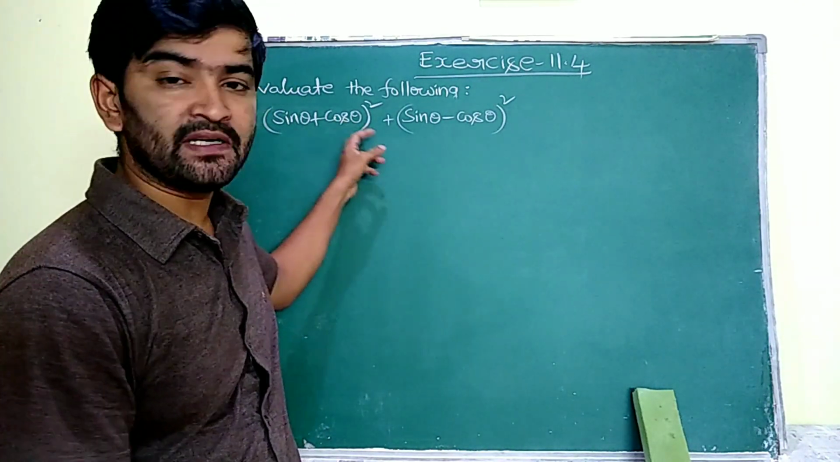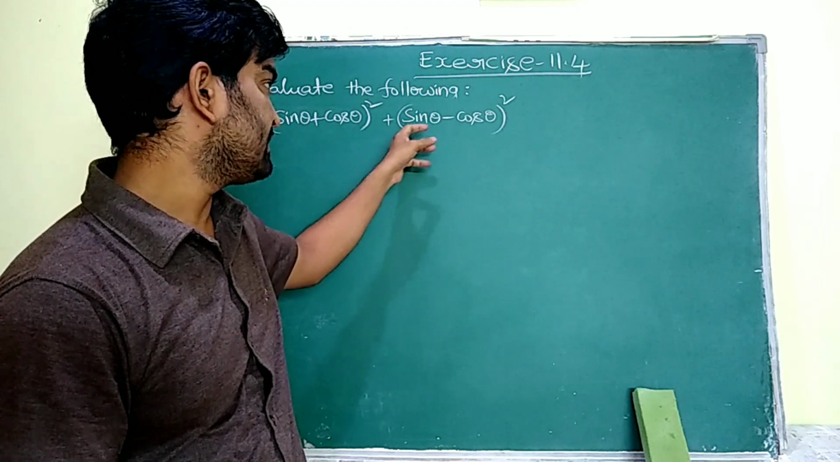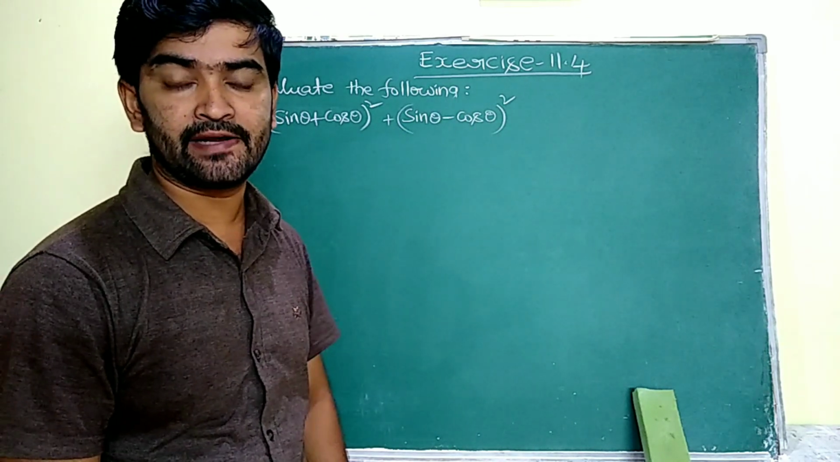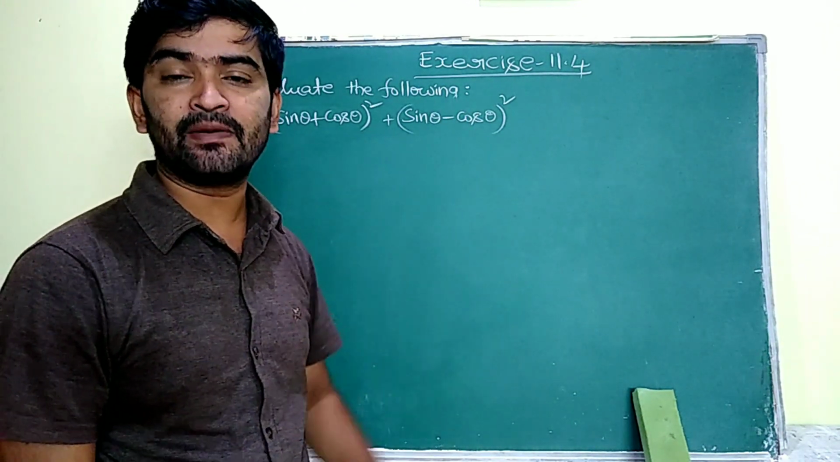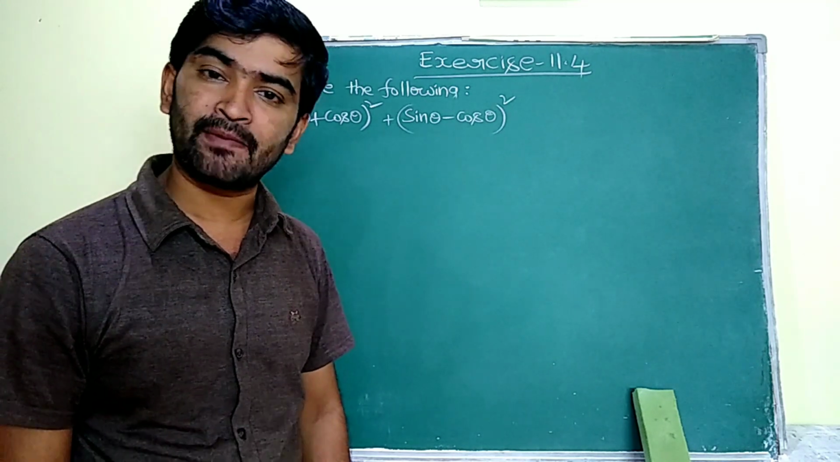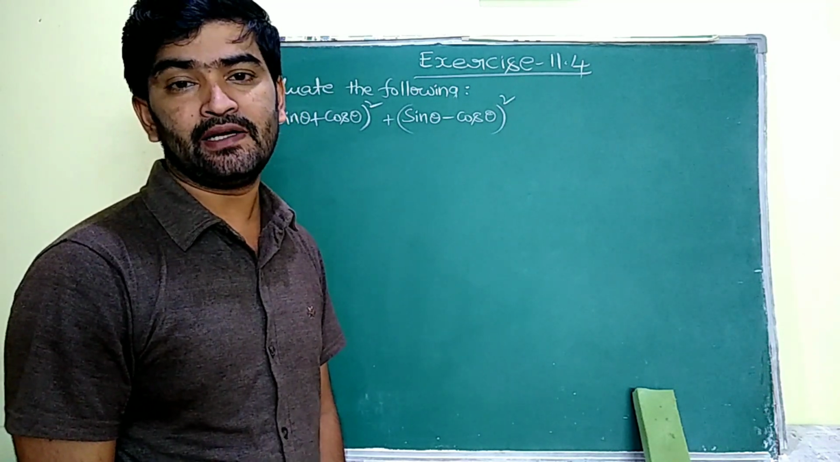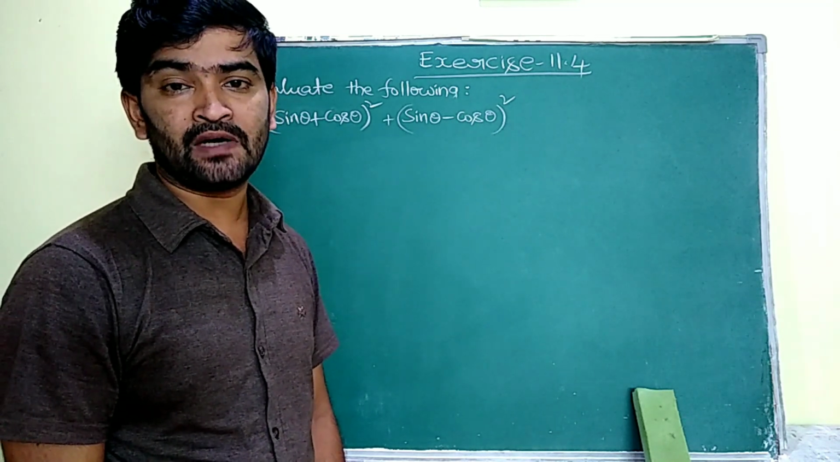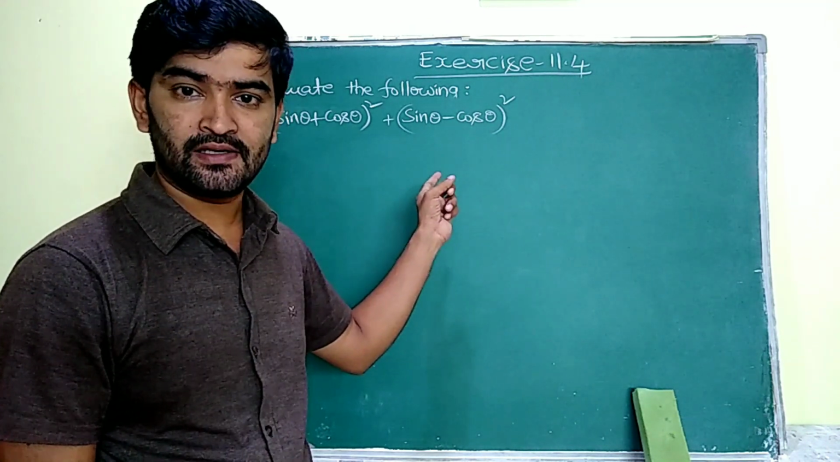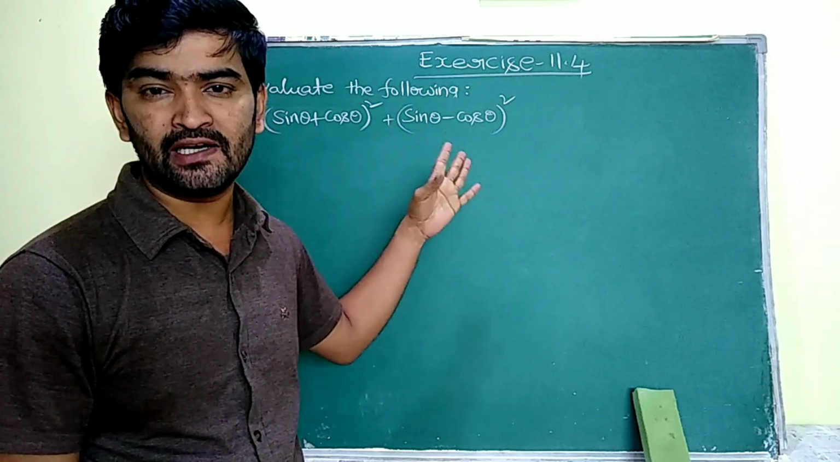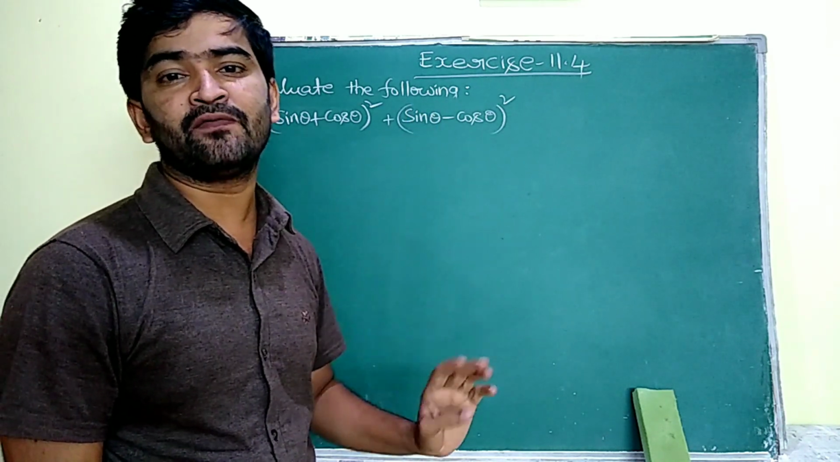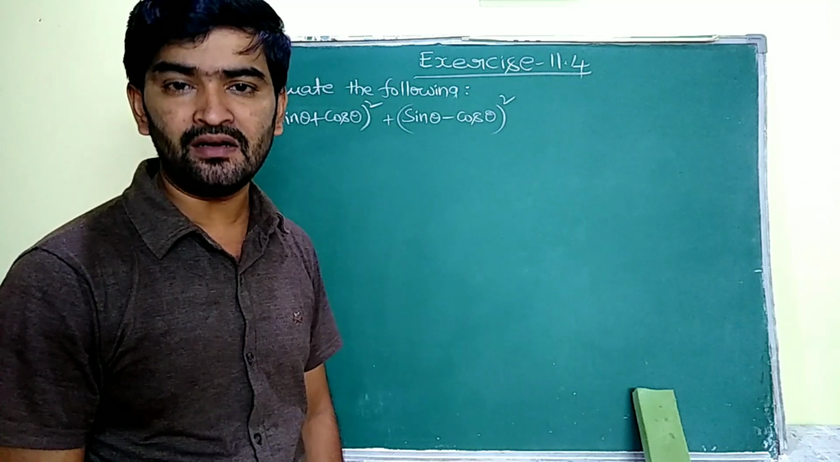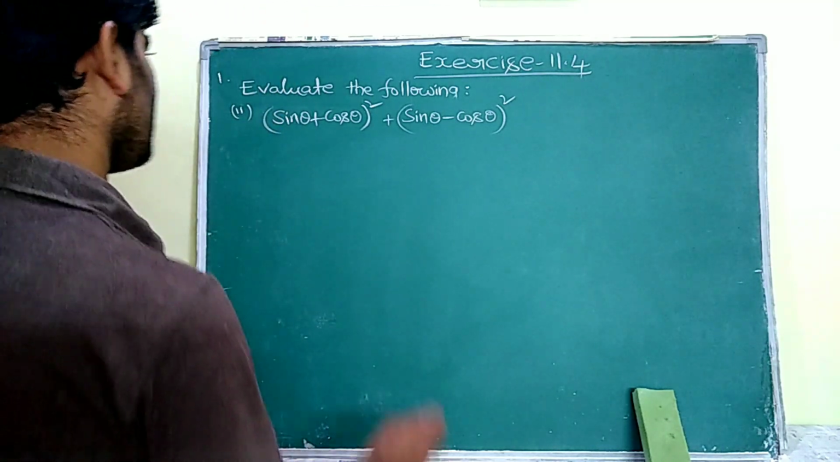Now see the second one: (sin theta + cos theta) whole square plus (sin theta - cos theta) whole square. You may solve this directly by using (a + b) whole square plus (a - b) whole square, whose formula is 2 into (a square plus b square). Else you can expand individually, then simplify it, and at last you obtain the answer. In any way you can solve.